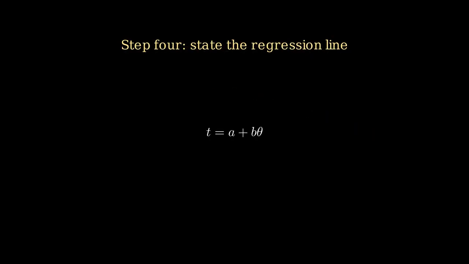Step 4. State the regression line. In words, the predicted time equals the intercept plus the gradient times the angle. In symbols, t equals 9.25 plus negative 0.18 times theta. Look again at the 2-dimensional graph, now with this line drawn through the scattered points.